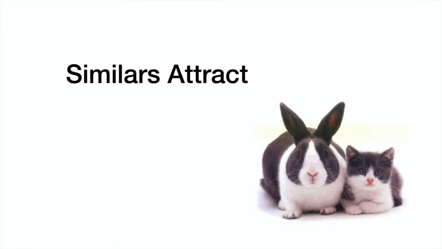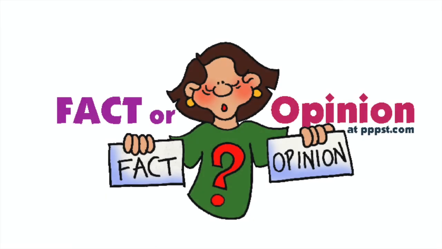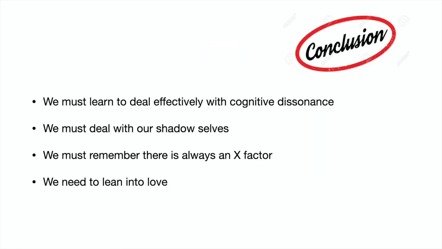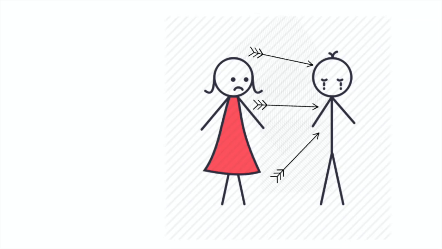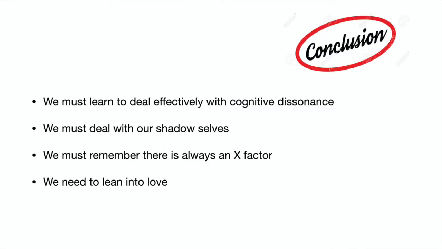We socialize with people who are like us. So it's good for us to listen to stuff we don't agree with, and it's good for us to hang out with people that are really different than us. We must know the difference between fact and opinion. We must learn to deal effectively with cognitive dissonance. And we all have it, don't we? We all have these huge inconsistencies in our life, but it's so much easier to point them out in everybody else. We must deal with our shadow selves.